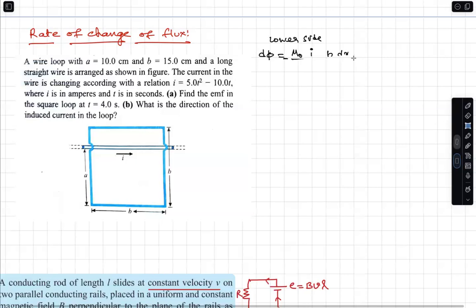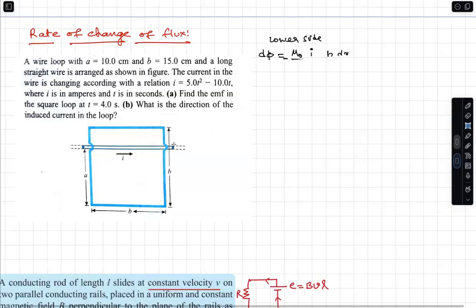Wire loop. Dimensions given. You have A, B, all that. A long straight wire is arranged as shown in the figure. Okay, forget about for a while whatever the current that passed through this, that is not our headache. My point is very clear. What you would like to express here? First, you need to find flux. Only then you determine what is happening over here.